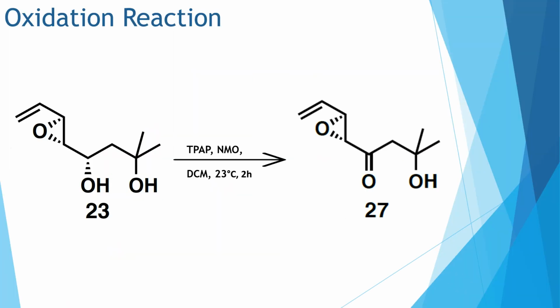Molecule 23 then underwent oxidation by treatment of DCM and then tetra-N-propylammonium perruthenate, or TPAP, and co-oxidant N-methylmorpholine N-oxide, NMO. Remember that in the book, NMO was a co-oxidant used to regenerate osmium tetroxide, a reagent used for syn dihydroxylation. Because we have a secondary alcohol in molecule 23, the alcohol group will yield a ketone in the product.